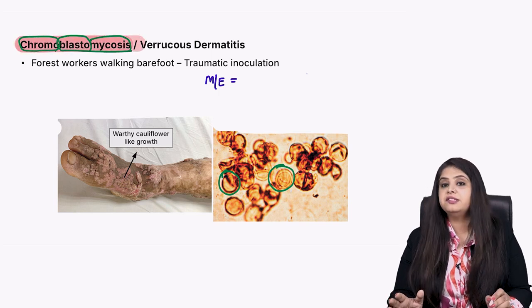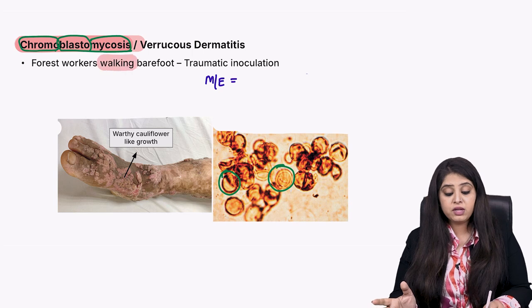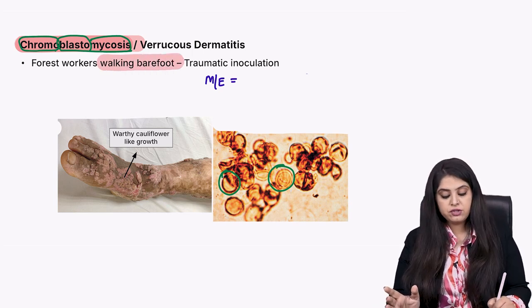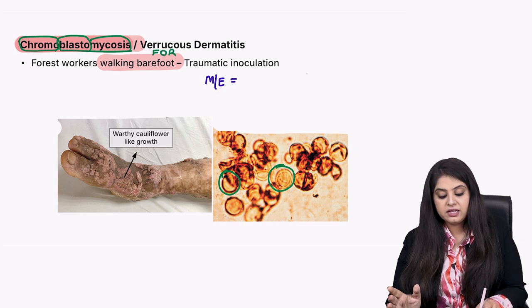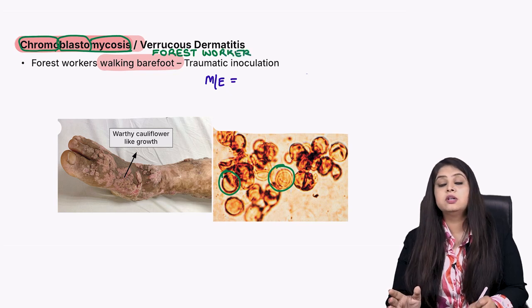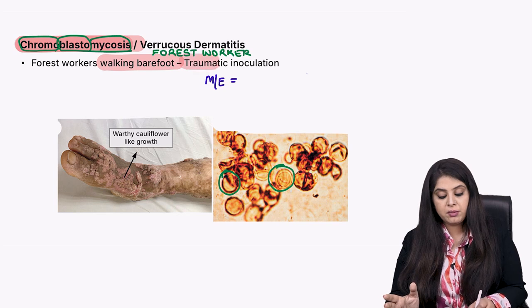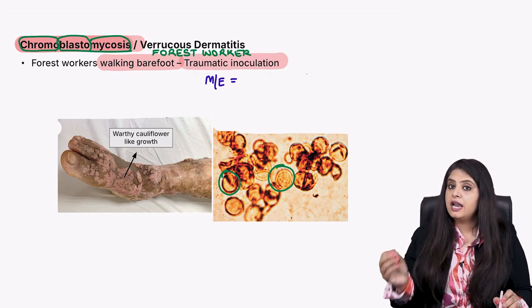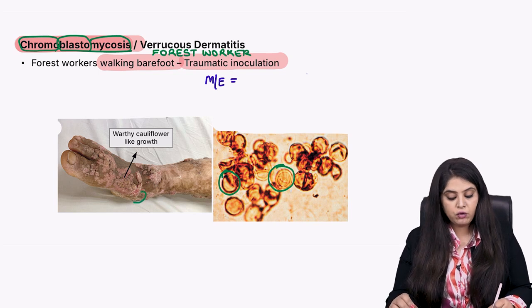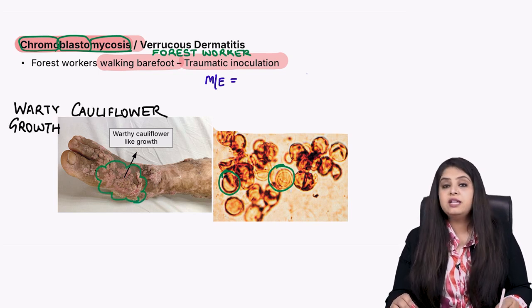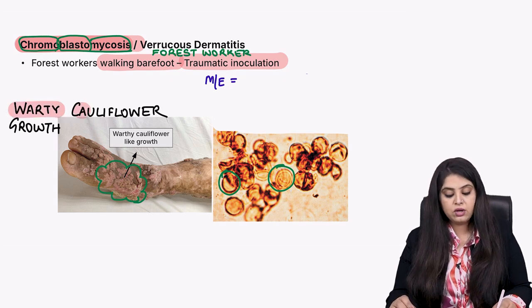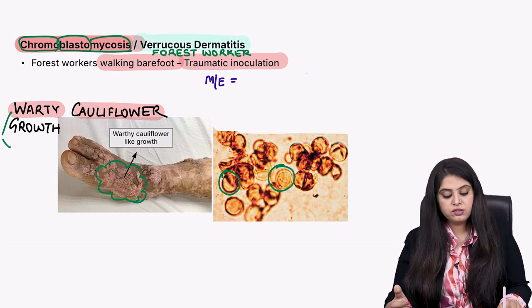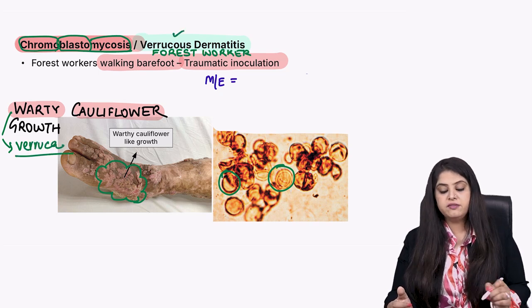Chromoblastomycosis is the name of the disease. How does someone get the disease? When someone's walking barefoot. So they will always give you a history of either a forest worker or an agricultural worker, because these are the people who tend to walk barefoot, and while they walk without slippers, they have a trauma because of which this fungus enters. Now the fungus has entered and you can see what has formed on the foot. It is a kind of a cauliflower or warty growth, that is a warty cauliflower lesion, and hence comes the other name. It is known as verrucous dermatitis, because what is a wart in derma known as? It is known as verruca. Because of this warty lesion, you call it verrucous dermatitis.